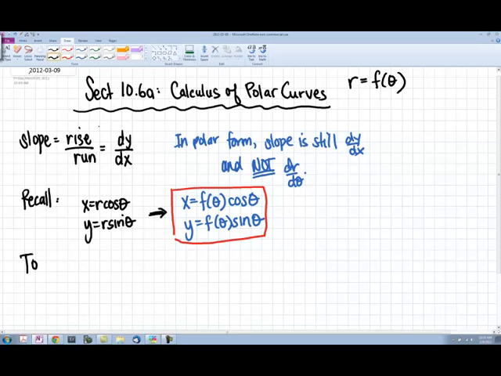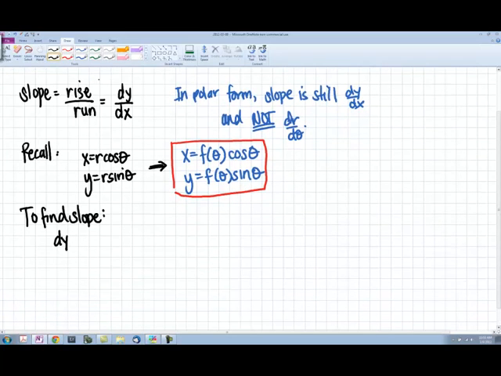Now, in order to find slope, which is going to be our dy dx, because x and y are not written in terms of x or y, they're written in terms of theta, we're going to have dy d theta over dx d theta. Kind of like with parametrics where we did dy dt over dx dt, we're going to do that same kind of thing here. But because f is a function in terms of theta and it's multiplied by cosine of theta, another function in terms of theta, we're going to have the product rule.